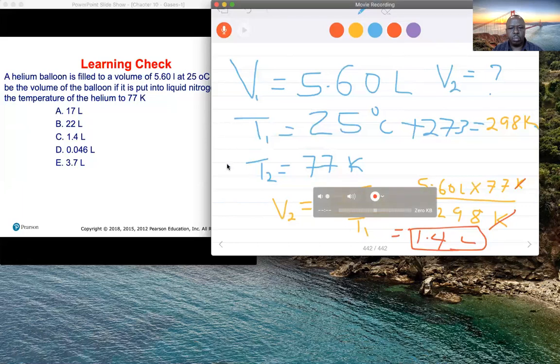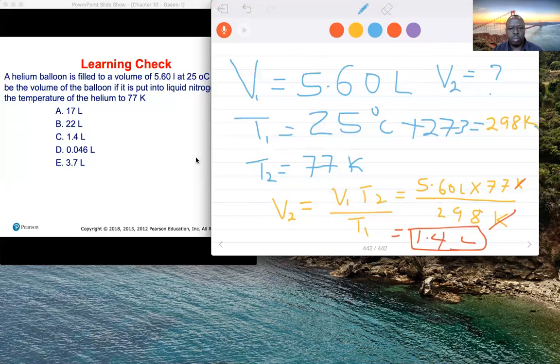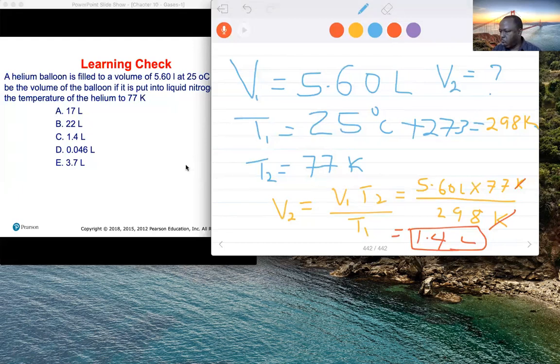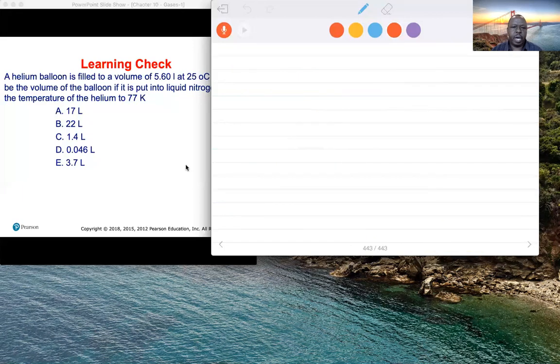Any question on Charles' law? Let's see. If there's no question, that takes care of Charles' law.